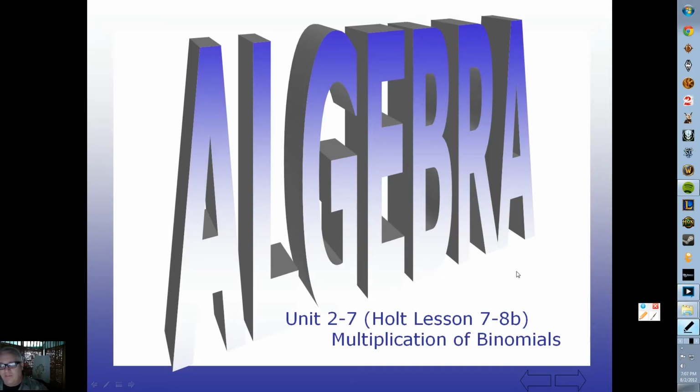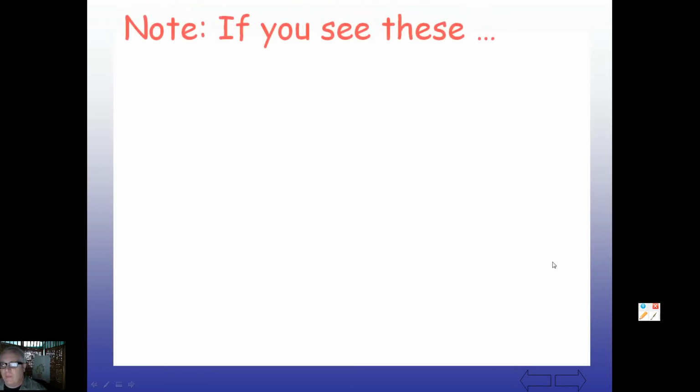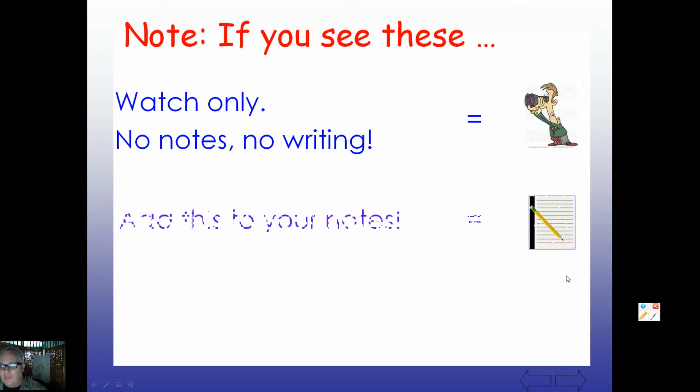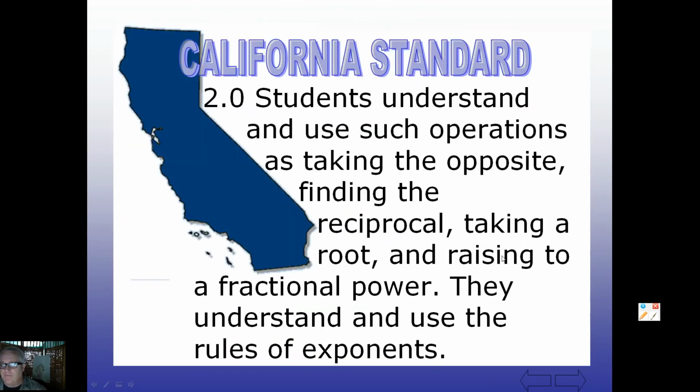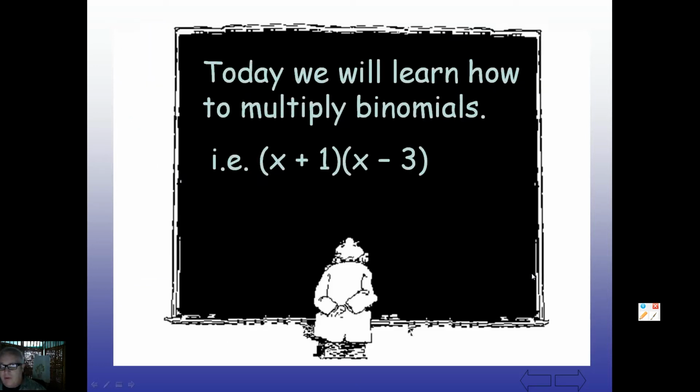Binomials, of course, maybe just by the prefix there, how many wheels are on a bicycle? Two. So you'll be looking at things with two terms in them, and we're going to be multiplying. Alright, so again, just a reminder, if you see these icons here, go ahead and consider what those mean each time. Standard 2.0 is still the same right there, and today we're going to learn how to multiply binomials.